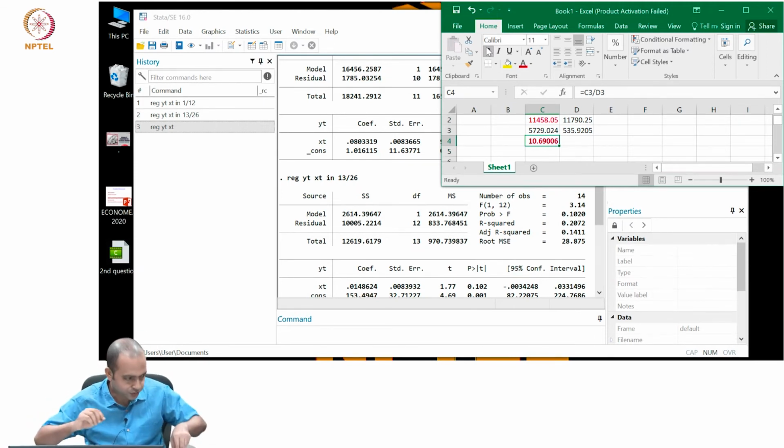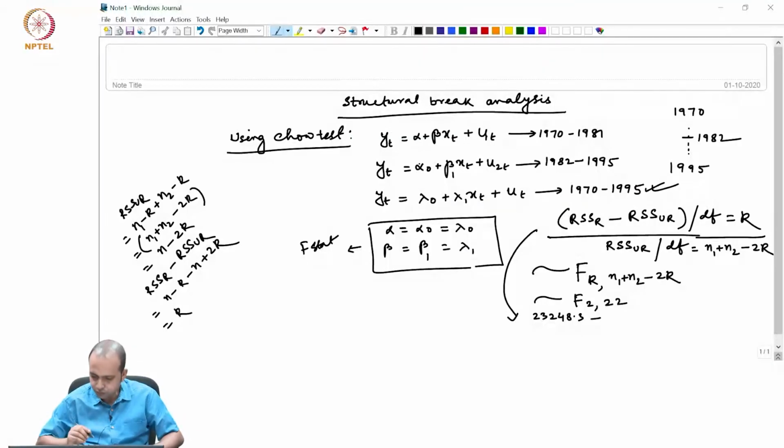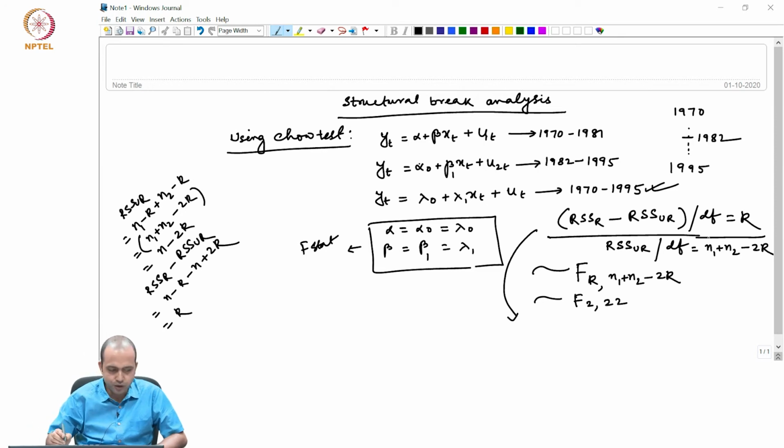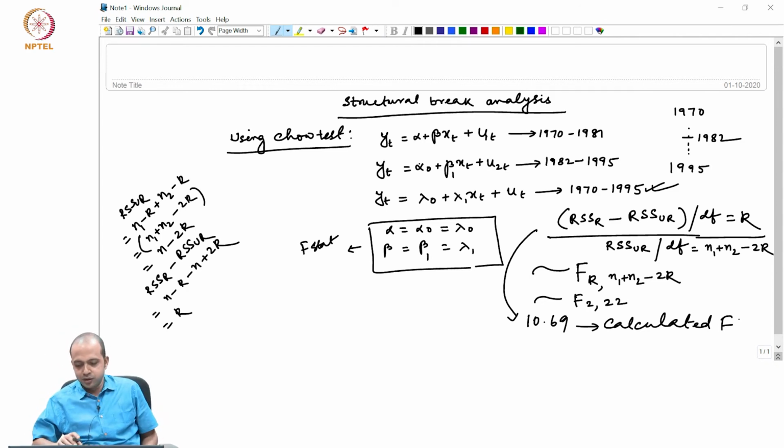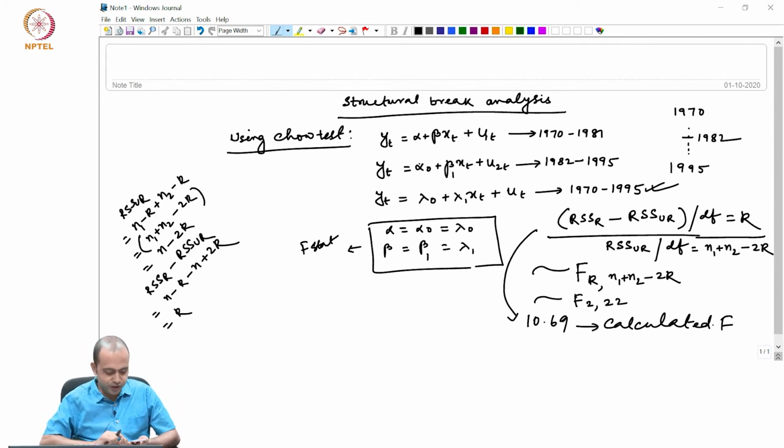10.69. Okay. So, ultimately your F value is, if you put all this, I am not doing all this again, after putting the numerical values for RSSR, RSSUR divided by k, and again the entire thing divided by RSSUR divided by degrees of freedom, the value is 10.69. So, this is your calculated F.